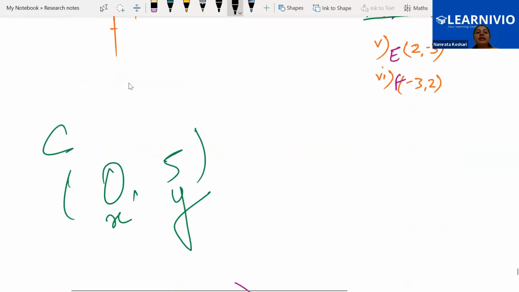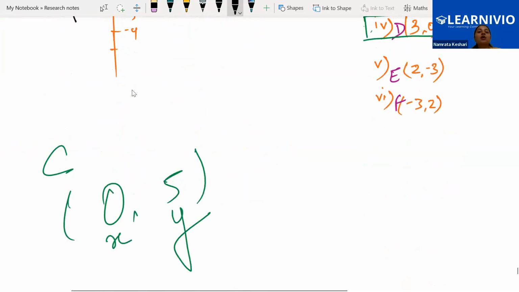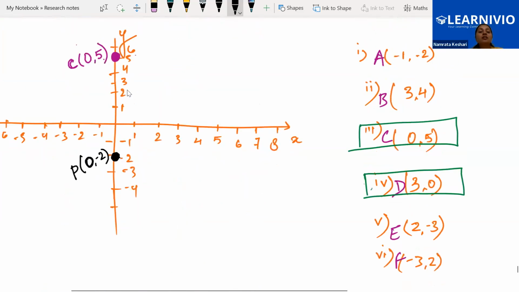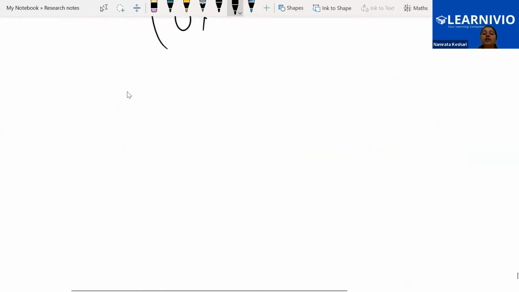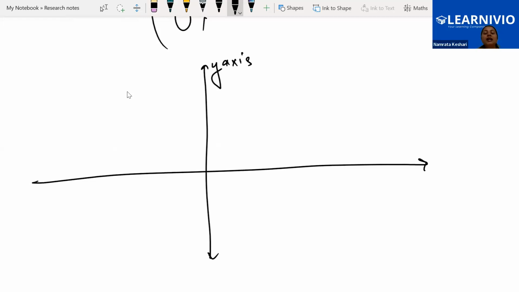Okay, so whenever we have X as 0 and Y any number, be it 2, 3, 4, 5, -2, -3, -4, -5, -20, whatever Y is, if X is 0, that point will always lie on the y-axis. Am I clear to everyone? Yes, ma'am. What is y-axis? This vertical line, we have named the vertical line as the y-axis. What is x-axis? This horizontal line, we have named it as the x-axis.